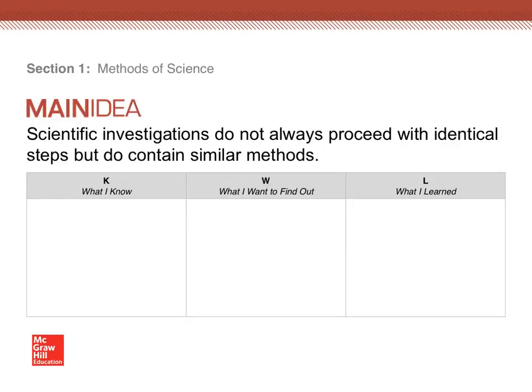Welcome to Chapter 1, Section 1, Methods of Science. In this section, the main idea is that scientific investigations do not always proceed with identical steps, but do contain similar methods. Take a moment to fill out what you know about the methods of science and what you would like to find out.